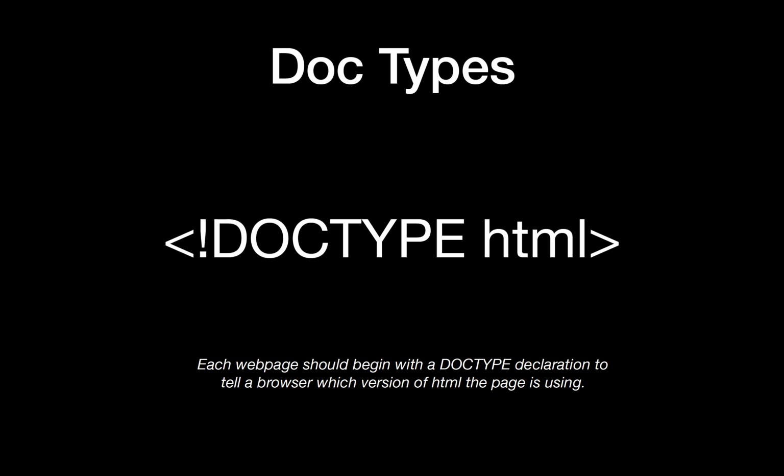Again, thinking about structure. When we talk about HTML, we will have a doc type. Each web page should begin with a doc type declaration to tell a browser which version of the HTML the page is using, whether it's HTML6 or whatever the newest version is. If you're using anything that's helping you write the code, when you create an HTML document, it will automatically fill this in for you. But that just tells the browser what specific HTML language to read and to use.